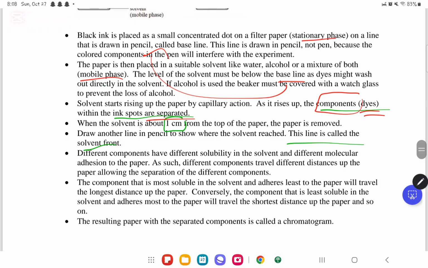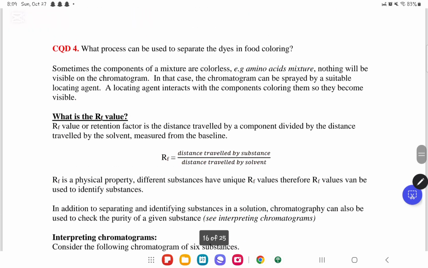After that, you're gonna wait until the solvent is about 1 centimeter from the top, so the paper has to be totally immersed. And then you draw another line in pencil to show where the solvent reached. This line is called the solvent front. Here they're just telling us that different components travel different distances based on their solubility. The most soluble component will travel the farthest distance, and the least soluble component will travel the shortest distance. And then you would have finished, and the paper with the separated components is called a chromatogram. So that's basically it.